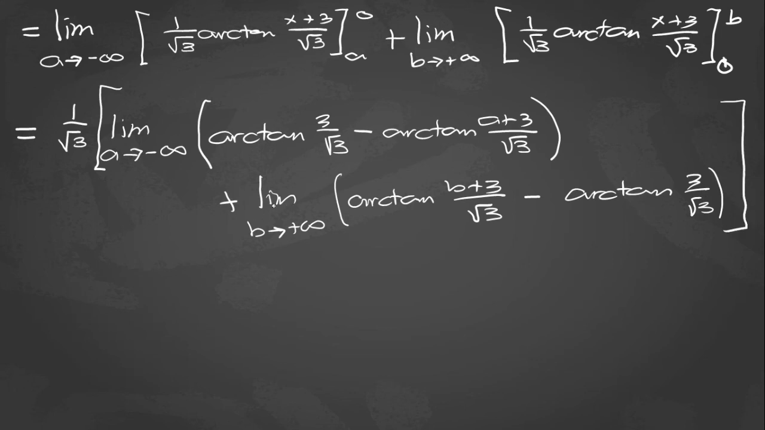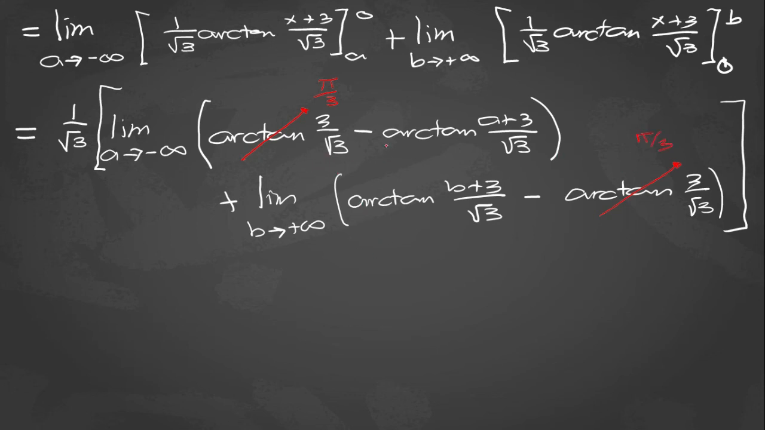Setting your calculator into radian mode and inputting the inverse tangent of 3 over square root of 3 will give you a result of 1/3 pi. This will become pi over 3. This will become pi over 3.